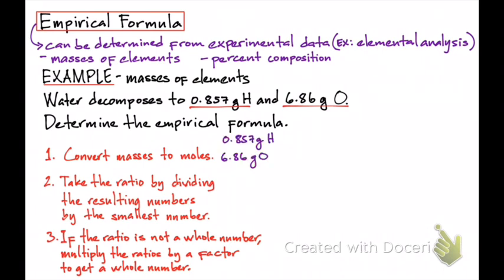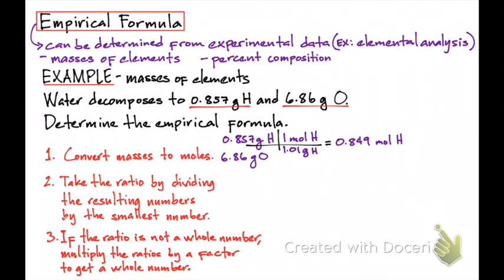The first step here is to convert the masses into moles. So you're going to use dimensional analysis, and you know that the atomic mass of hydrogen is 1.01 grams per mole, whereas for oxygen it is 16.00 grams per mole.